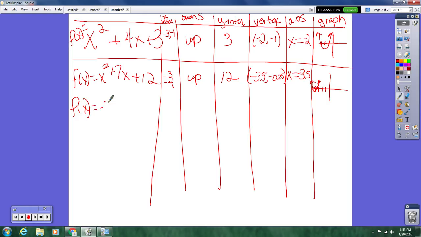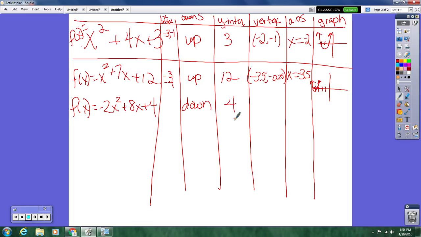This one. What's that equation? It opens down because what? Because that number on the x squared is negative. So we know it opens down. That's easy. We know it crosses the y-axis where? 4. We know it crosses here at 4. That part's simple. Can we graph it?